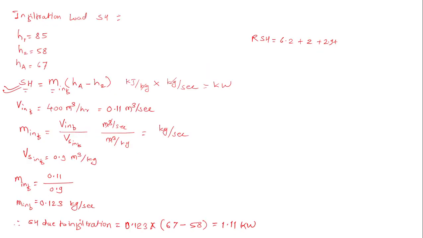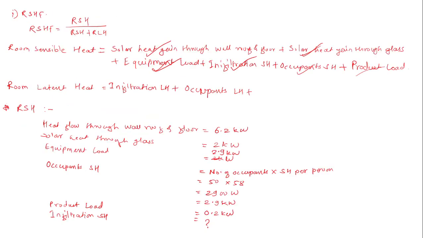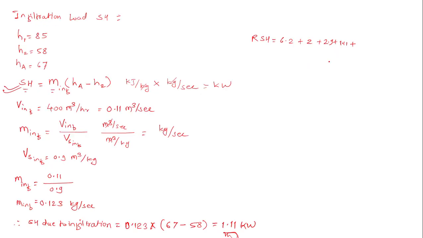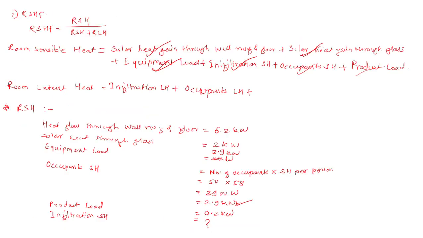Just now we have calculated the sensible heat due to infiltration, and this value is 1.11. Next is the occupant's sensible heat. The occupant sensible heat we have calculated is 2.9 kilowatt, 50 into 58. Write that down also: 1.11 plus 2.9 kilowatt, plus next is the product load.